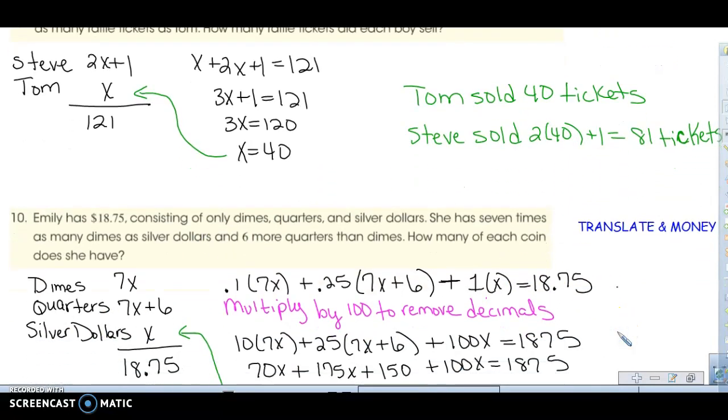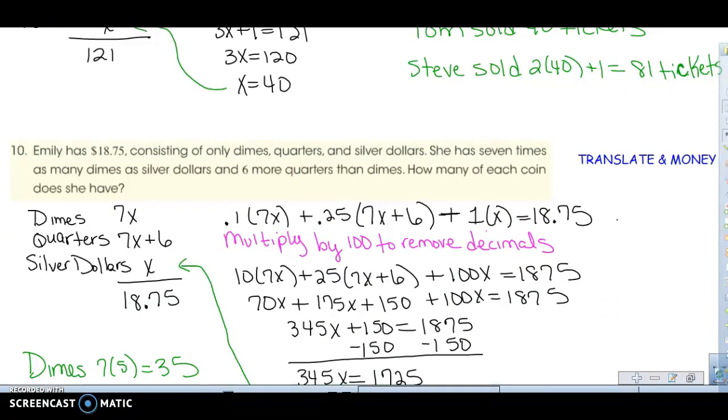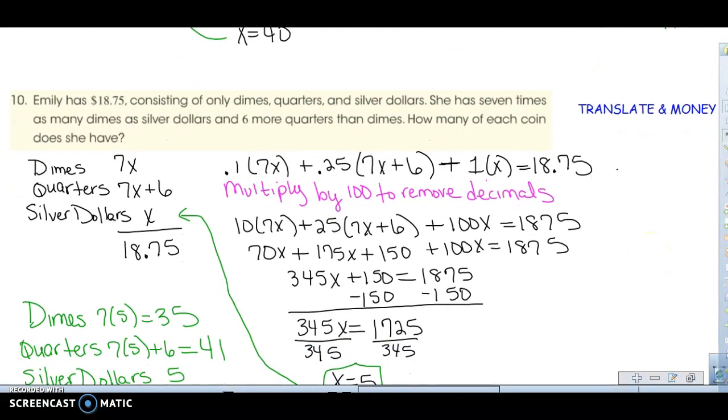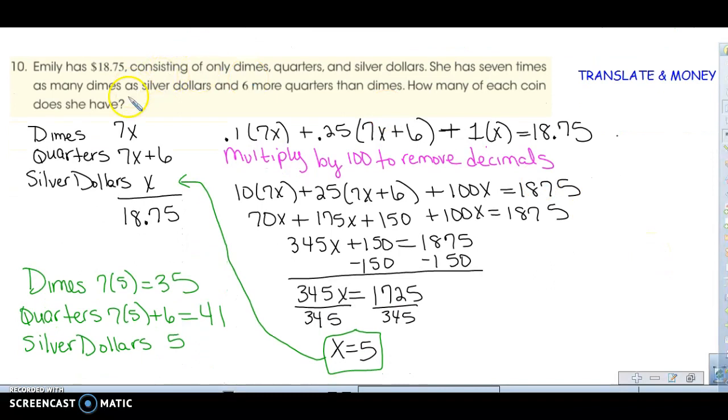This next example I relate to a translating problem once again, but this one involves money, so we're going to have decimal points involved. As you take a look at the problem, it says Emily had $18.75. Again, that sounds like a total. Reading on, it consisted of dimes, quarters, and silver dollars. So I labeled those things here on the side.